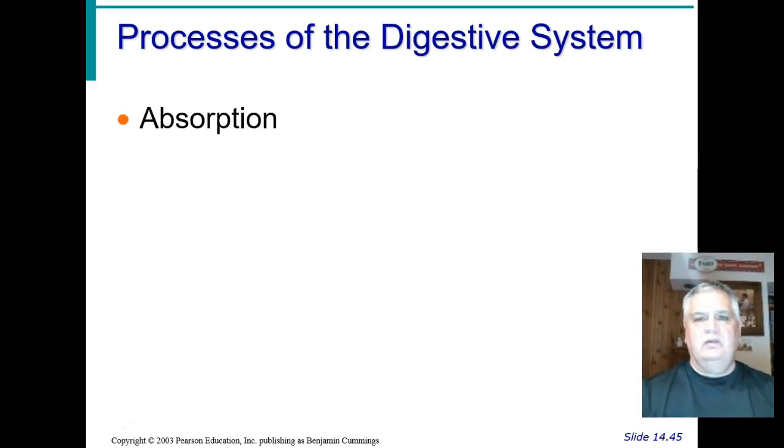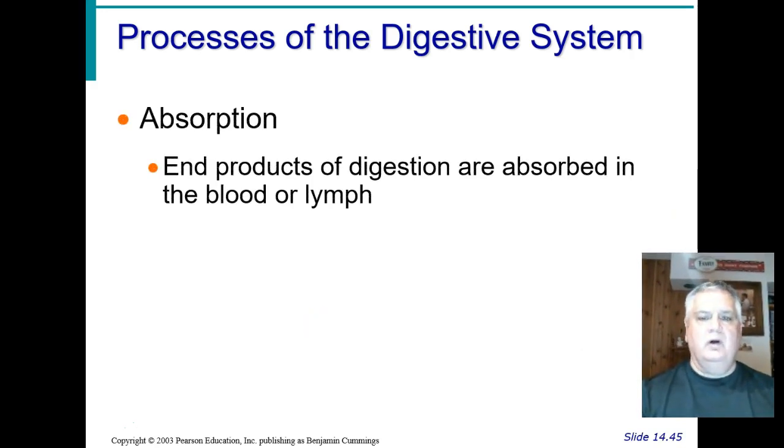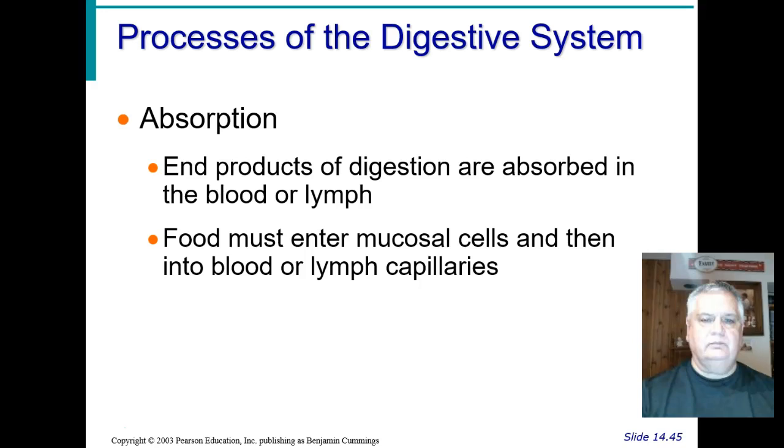The next process we have to take a look at is absorption. So once the food is broken down into its usable parts, proteins into amino acids, fats into fatty acids and glycerols, carbohydrates into simple sugars, these end products of digestion have to be absorbed, taken up to be delivered to the cells either by the blood or the lymph.